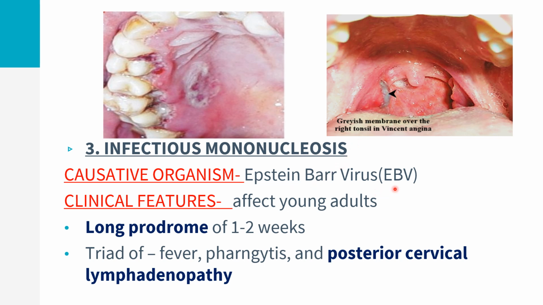So this is a viral infection which is caused by Epstein-Barr virus, and acute tonsillitis was seen mostly in children, and here it affects the young adults between 15 to 20 years of age, and it spreads through oral secretions. Then again it has a long prodrome of 1 to 2 weeks, whereas acute tonsillitis is abrupt in onset. There is a triad of fever, pharyngitis, and posterior cervical lymphadenopathy, whereas in acute tonsillitis, the anterior group of lymph nodes are involved more commonly.